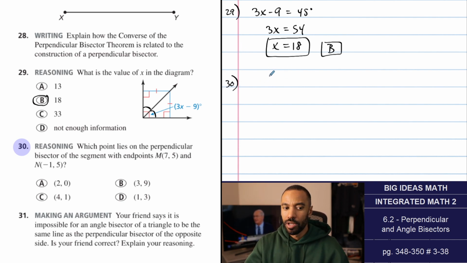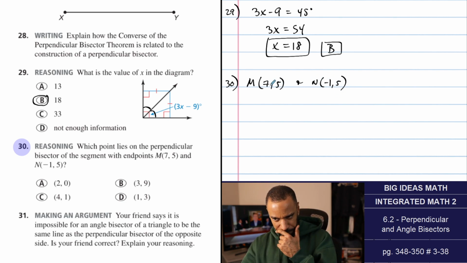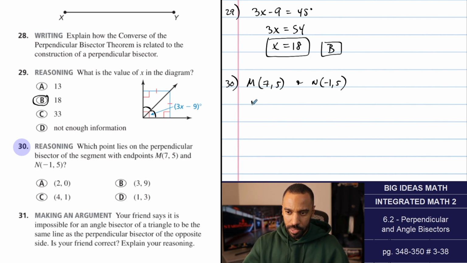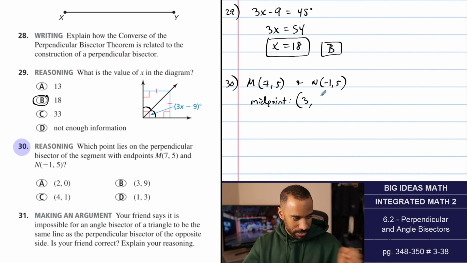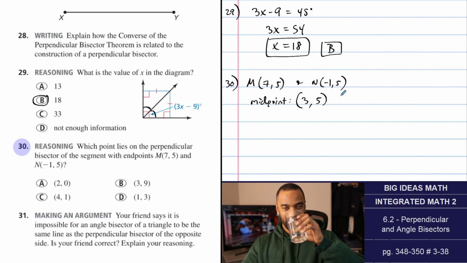I can get this in full. Let's even see if one of these is the midpoint. The problem is, of course, they use M as one of the letters. M is 7,5. And N is negative 1,5. So, oh, this is an easy thing. The 5s, they're both 5. So, the midpoint, halfway between 7 and negative 1 is 3. That's the x, halfway between. The y value is still 5. That doesn't change.